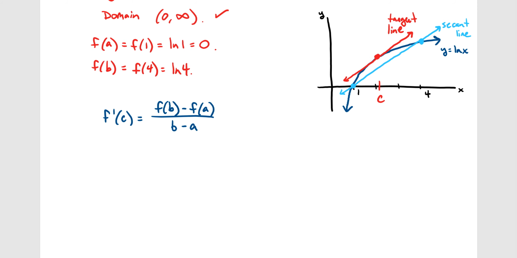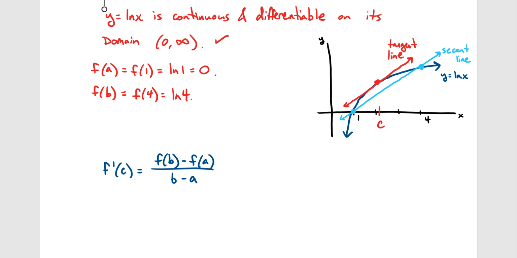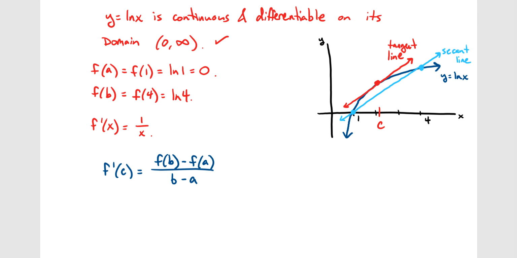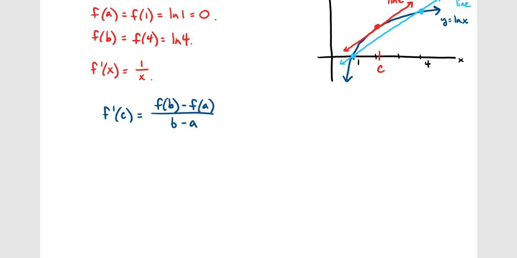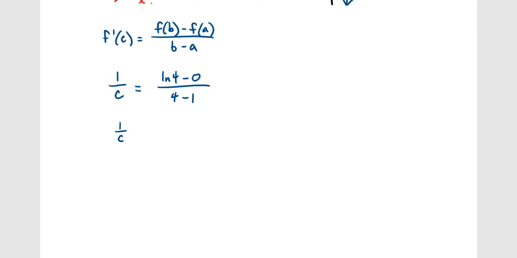Let's go ahead and also find the derivative. So the derivative f prime of x, the derivative of ln of x is 1 over x. So hopefully we remember how to do that. So now we have everything that we need. F prime of c, instead of 1 over x, it's 1 over c, equals f of b, ln of 4, minus f of a, which is 0, over b minus a. So those are just our endpoints, b minus a. And now we can go ahead and solve this for c. So we're going to get 1 over c equals ln of 4 over 3.